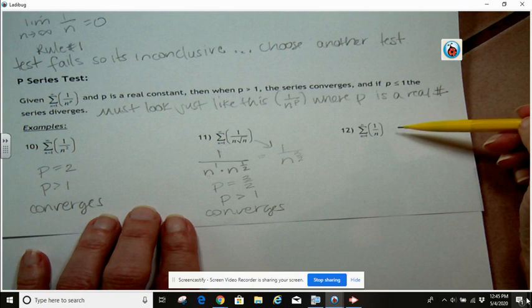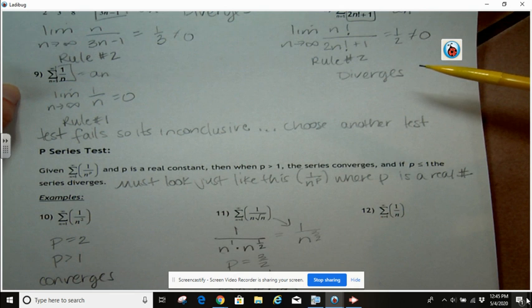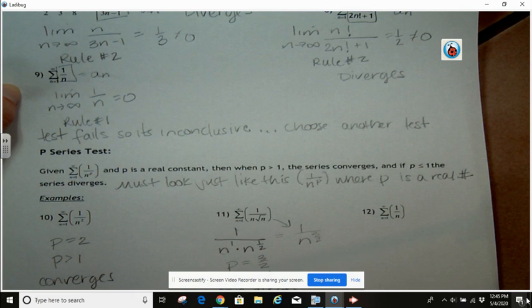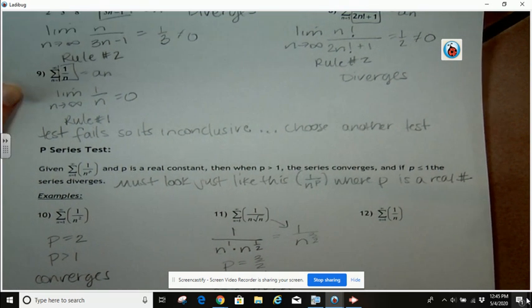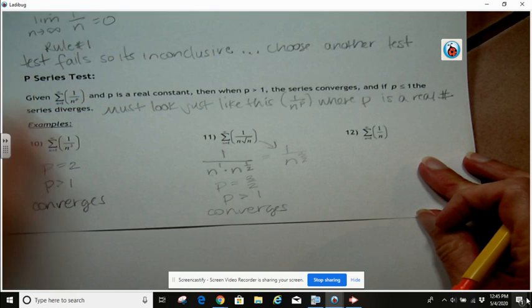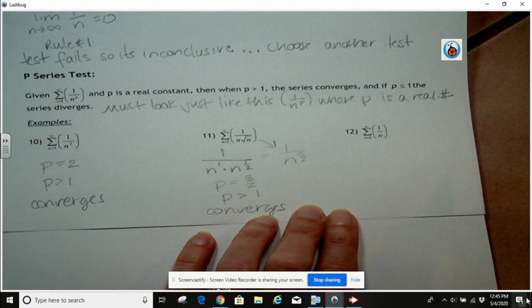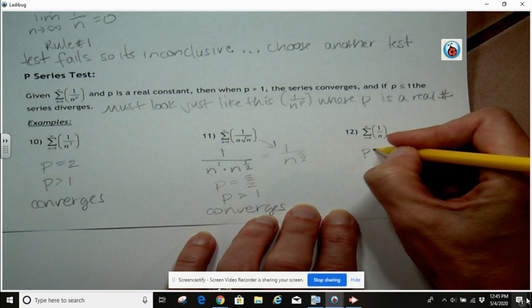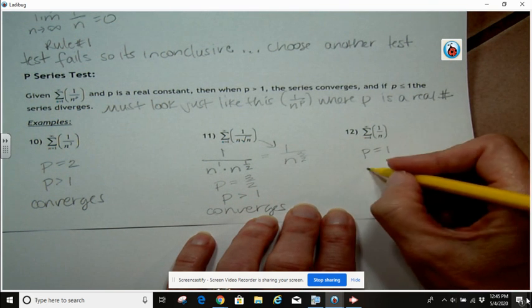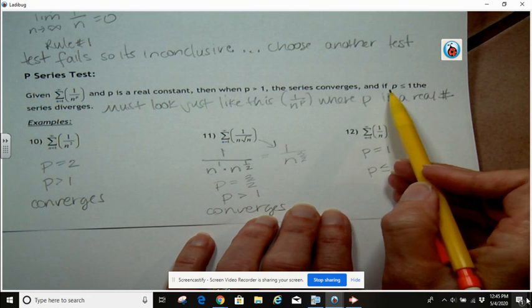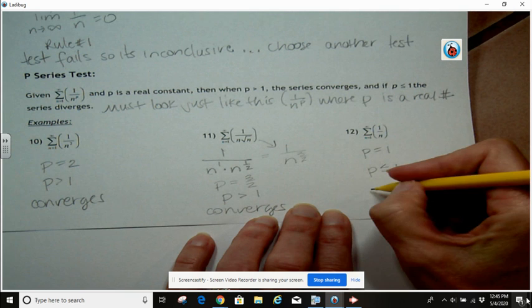Example number 12. So we just saw that in number 9. In number 9, we tried the nth term for divergence test, and because the limit to infinity was equal to 0, we were like, we can't say, we got to try a different test. So the test we're going to use here is the p-series test. So that is the same as 1 over n to the first power. Obviously the first power is implied, so that makes the power equal to 1. Well, that is less than or equal to 1. Obviously, it's equal to 1. And if p is less than or equal to 1, the series diverges.